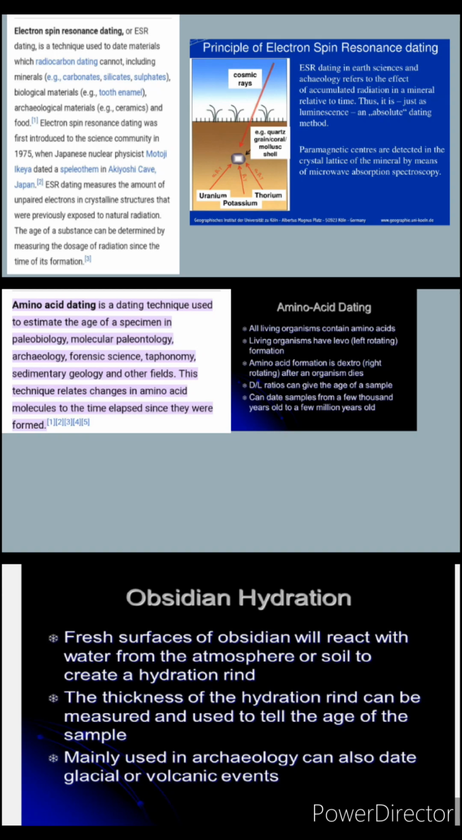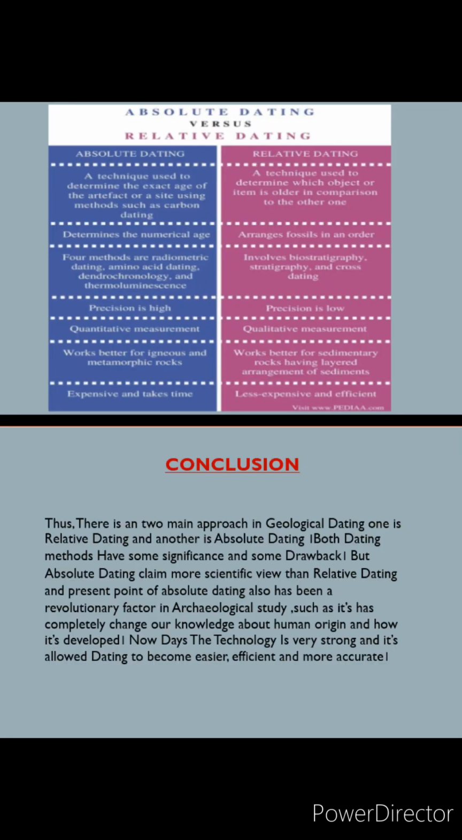And the next and final method is obsidian hydration. Fresh surfaces of obsidian will react with water from the atmosphere or soil and create a hydration rind. The thickness of the hydration rind can be measured and used to tell the age of the sample. It is mainly used in archaeology, and can also date glacial and volcanic events. So these are all the methods or techniques of absolute dating.